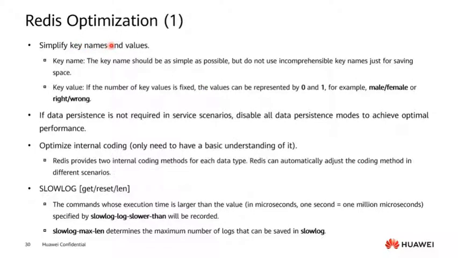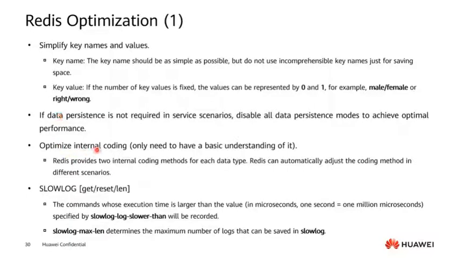The key name should be as simple as possible, but do not use incomprehensible key names just for saving space. And if the number of key values is fixed, the values can be represented by 0 and 1, for example, male, female, or right, wrong. If data persistence is not required in service scenarios, disable all data persistence modes and achieve optimal performance.